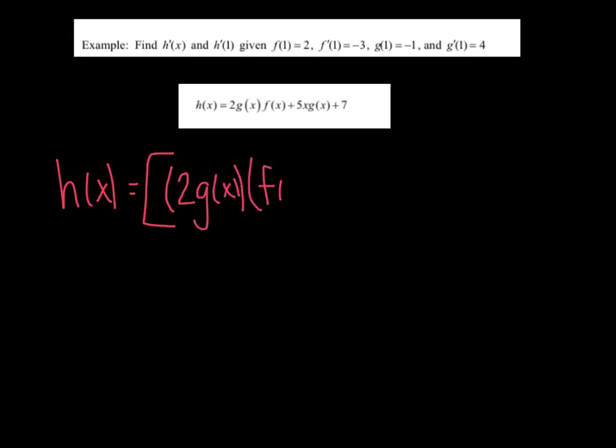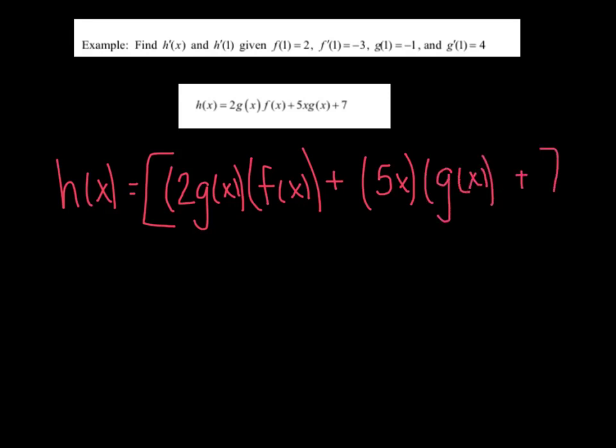Alright, so I'm going to rewrite this function out before I try to take its derivative and just kind of separate things with parentheses. So I have 2g of x times f of x. I'm going to group the 2 and the g of x together because 2 is just a coefficient. So I'm going to say that's 2g of x times f of x. So I'm not doing any calculus, I'm just rewriting. Plus, I'm going to say that's 5x times g of x plus 7. Alright, and again, I'm just rewriting and cleaning it up for myself to see if I need product rule or not. So 2g of x times f of x.